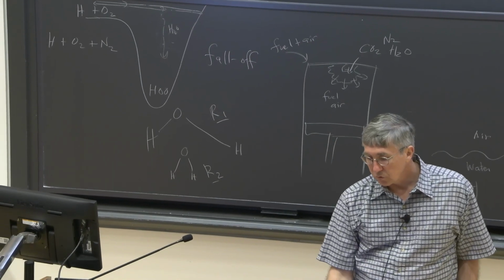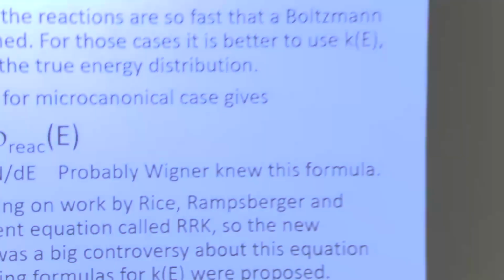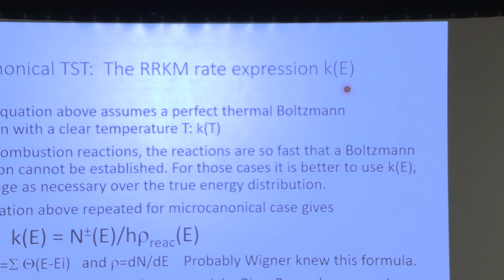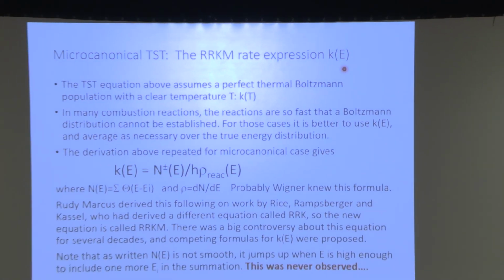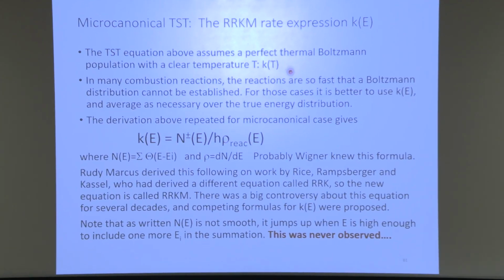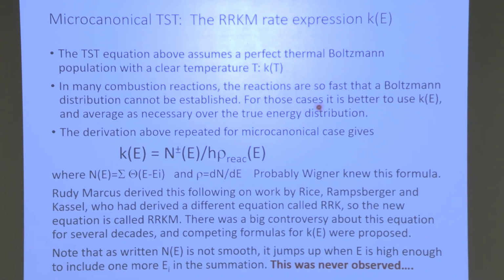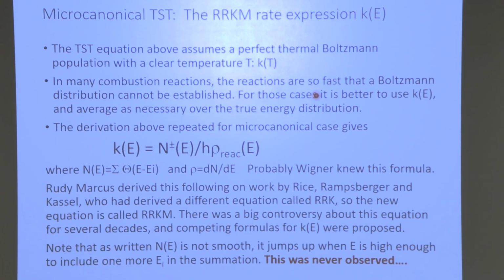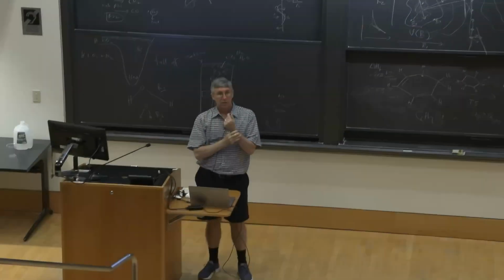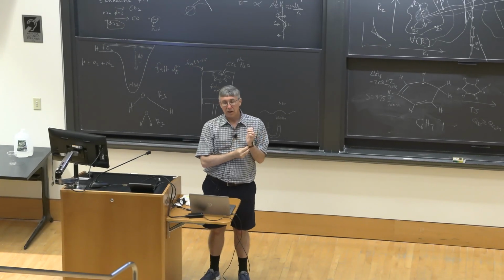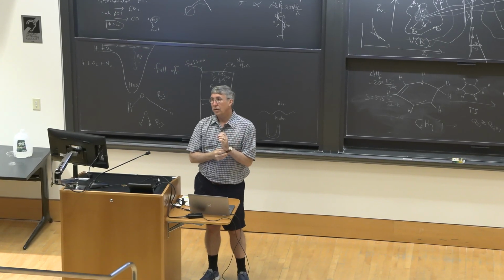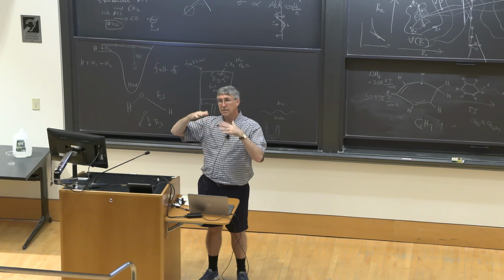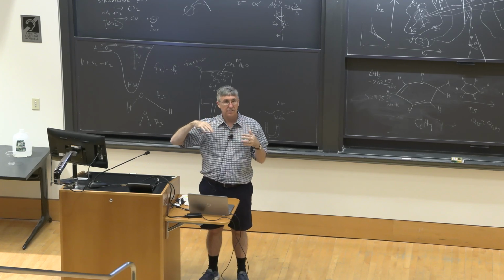So instead, you can try to get an expression called the microcanonical rate, which is how the rate depends on energy, the energy of the reactants, not on temperature. And this happens when the reactions are faster than the thermal collisions. So at low pressure conditions especially, the thermalization takes a long time because low pressure gases don't exchange energy very fast.